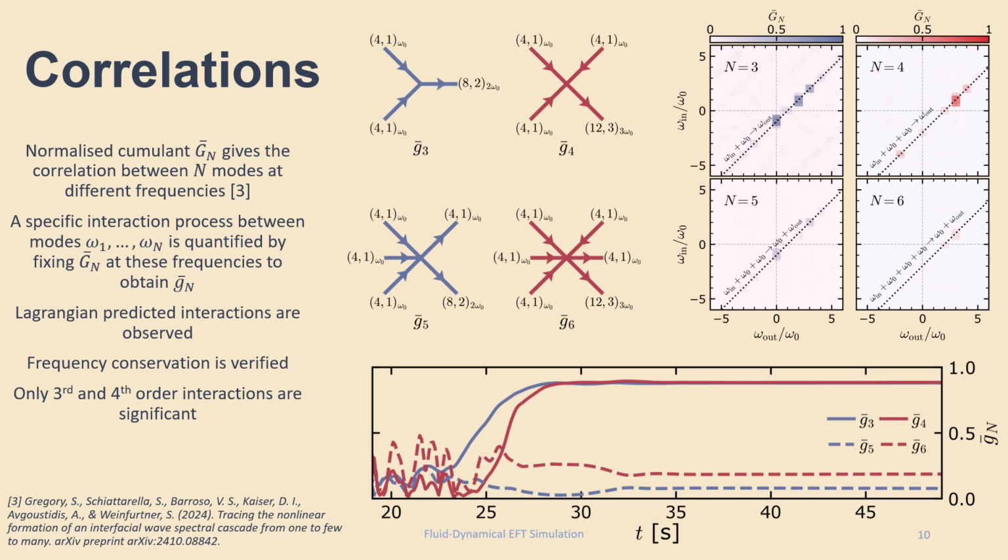We find that each interaction process conserves the frequency of the modes involved, as well as the label m, the azimuthal number. And we also find that the third and fourth order interactions are the only ones that are relevant. So this means that while in principle the full Lagrangian can contain nonlinear terms at every order, we can truncate after the fourth order without losing any predictive capability. We can even track the interactions through time to see when they become relevant.